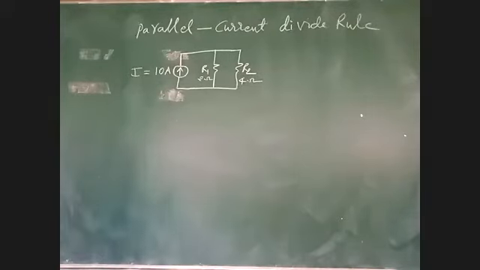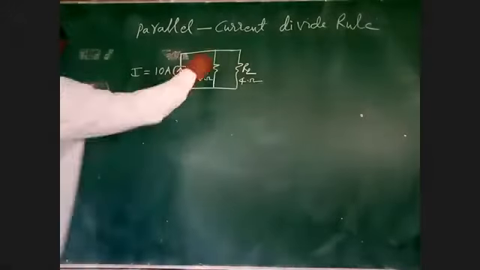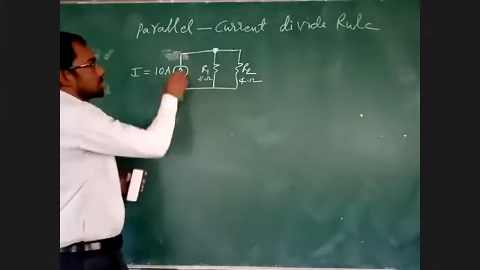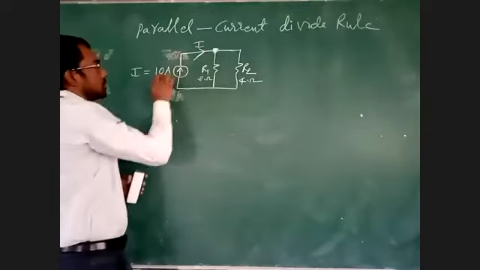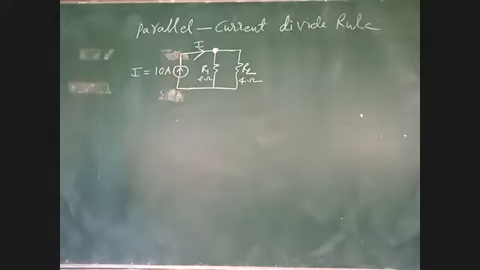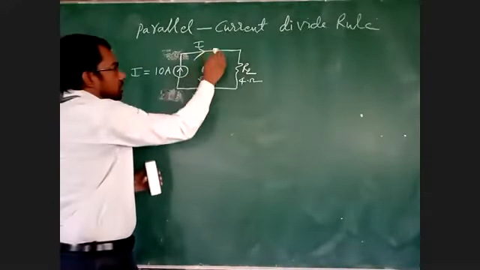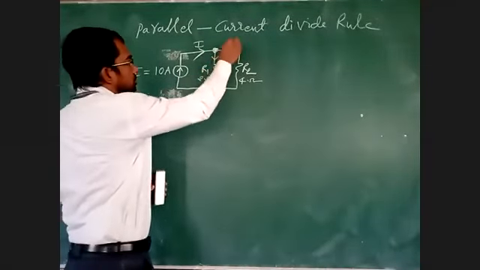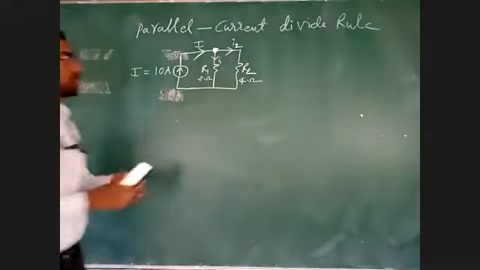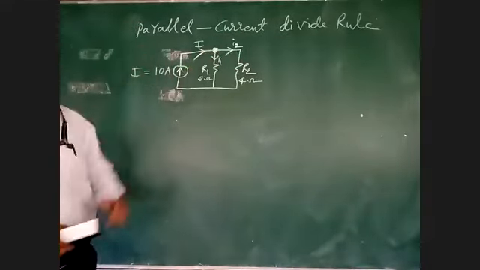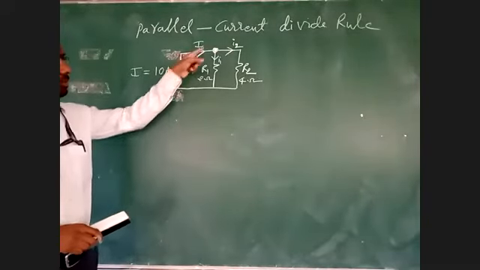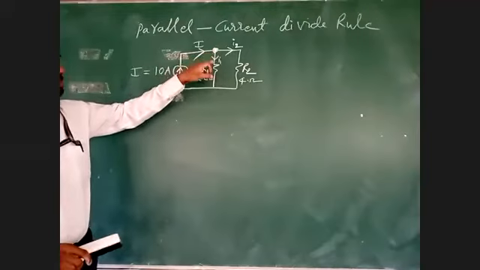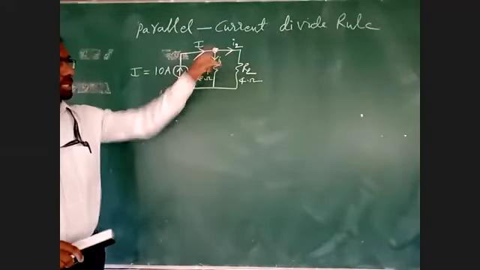How many nodes are there? One, sir. So this current, I equal to 10 ampere, is coming towards this node. This current is dividing at this node point into these two branches. Let us take this is I1, this is I2. This is the incoming current, these two are leaving currents.